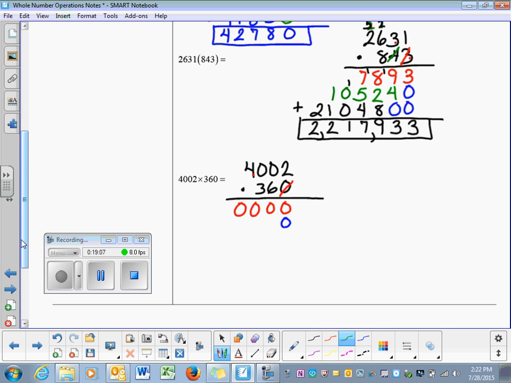So 6 times 2 is 12. 6 times 0 is 0, plus 1 is 1. 6 times 0 is 0, and 6 times 4 is 24. Now I need 2 placeholders at the end. And 3 times 2 is 6. 3 times 0 is 0. 3 times 0 is 0. And 3 times 4 is 12.